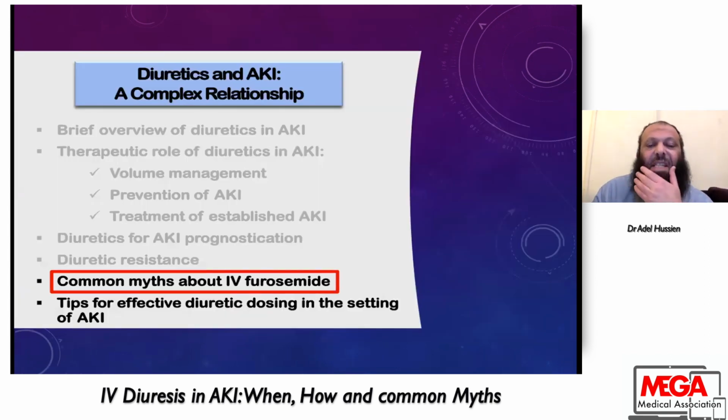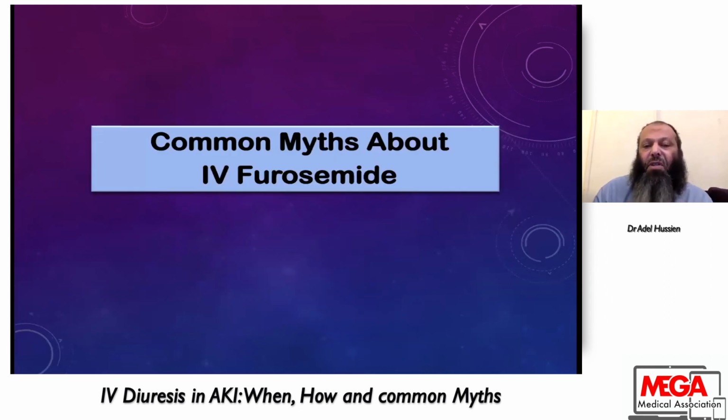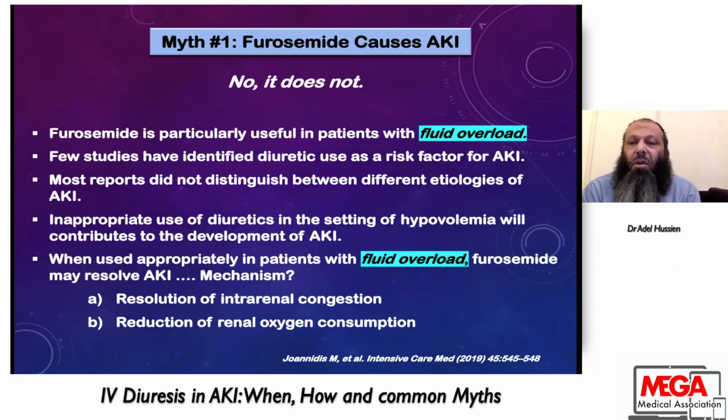What about the common myths of using IV furosemide? Does furosemide cause AKI? No, it does not. Furosemide is particularly used for inpatients with volume overload. Few studies have identified diuretic use as a risk factor for AKI, and most reports did not distinguish between different etiologies of AKI. The inappropriate use of diuretics in the setting of hypovolemia will contribute significantly to the development of AKI. When used appropriately in patients with volume overload, furosemide may resolve the AKI. The mechanism is resolution of intrarenal congestion plus reduction of renal oxygen consumption.